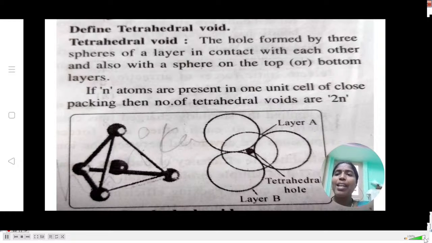If n number of atoms are present in one unit cell of the closed packing, then we get a total of 2n number of tetrahedral voids. Okay, this is the definition of the tetrahedral void.